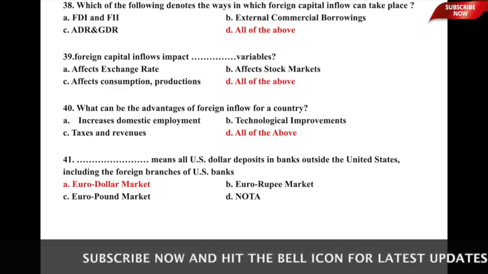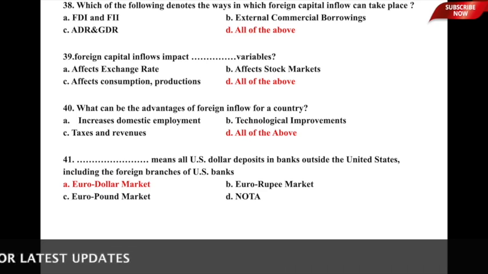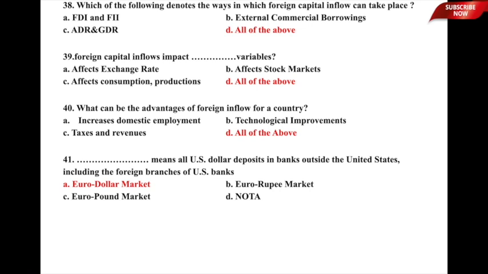Which of the following denotes the ways in which foreign capital inflow can take place? A very similar sort of question asked in a different fashion, and the underlying options are A, FDI and FII, that is foreign direct investment and foreign institutional investments. B is external commercial borrowings, or ECBs. C is American depository receipts and global depository receipts, ADR and GDR, and last is all of the above, that means FDI, FII, external commercial borrowings, as well as ADR and GDR. So here again, inflow is taking place through all of these methods, and therefore option D, all of the above, is the correct answer to this particular question. I hope that is clear.